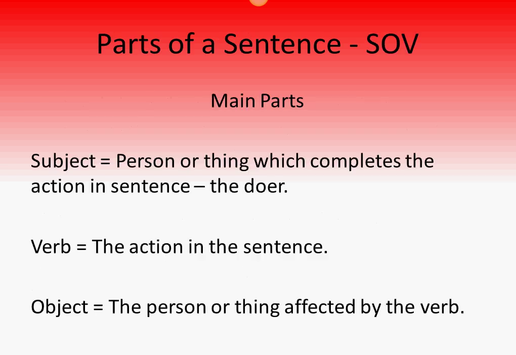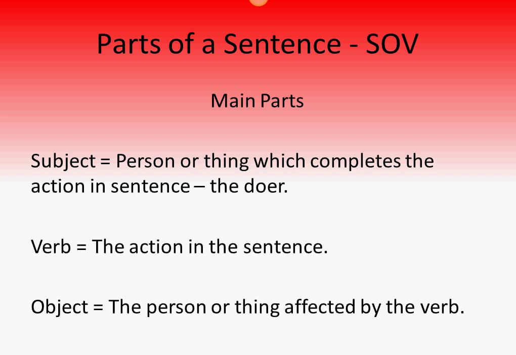Now, we talked about the word order, and we need to know about the parts of a sentence to understand that. So sentences are made up of three main parts. The first one is the subject, which is the person or the thing which completes the action in the sentence, or the doer. So whoever's doing the action is the subject.